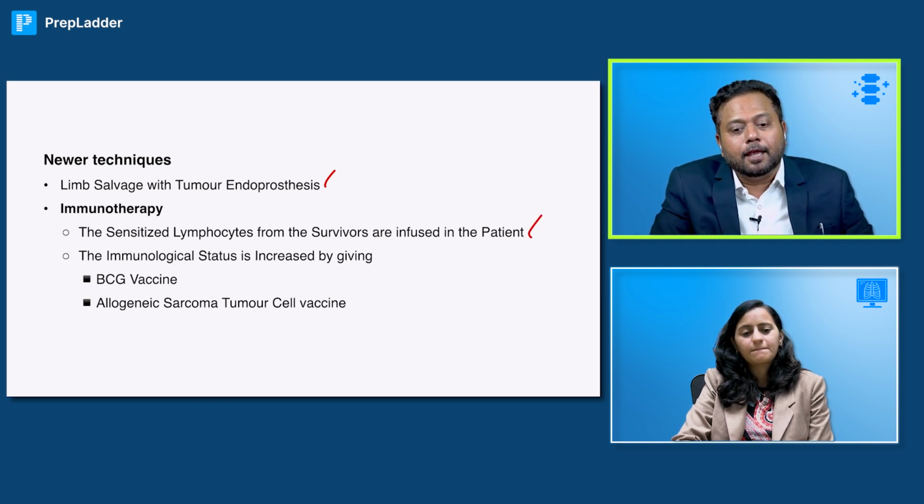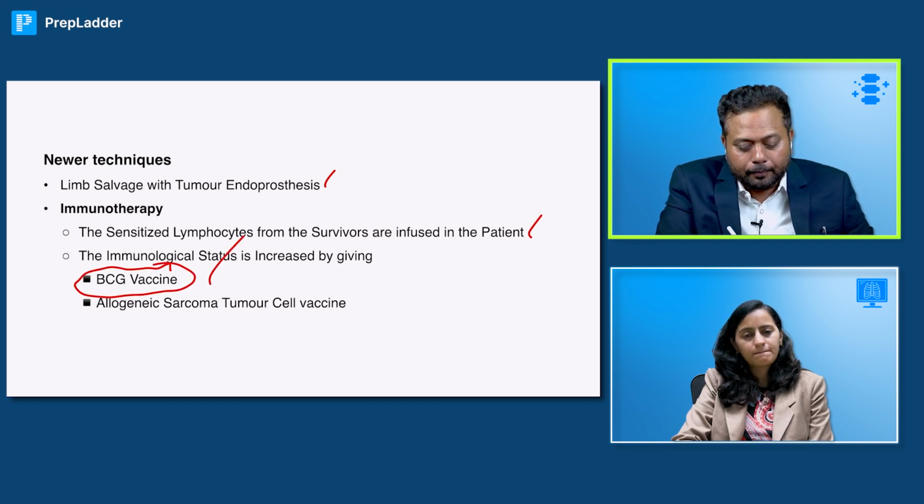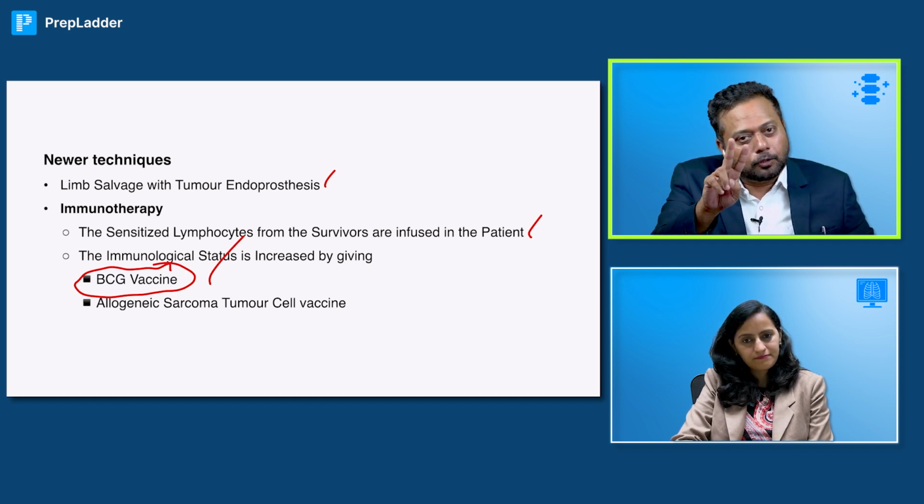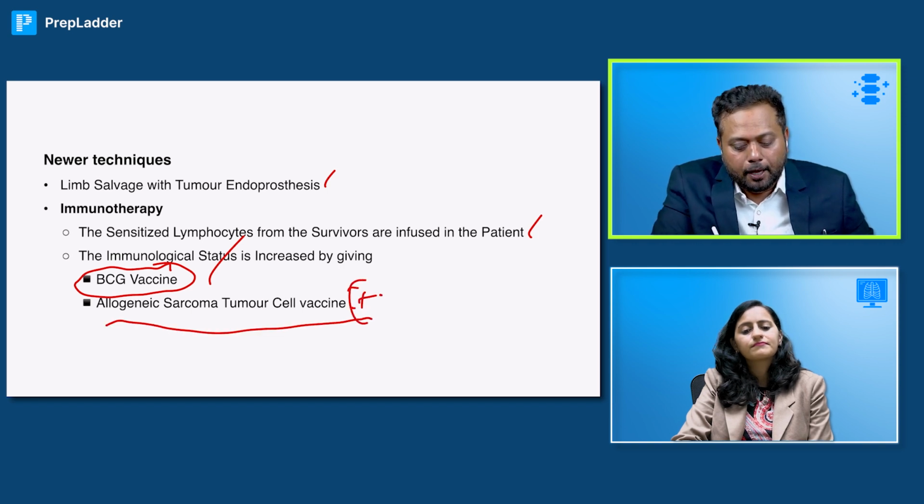Then immunological status is improved by giving BCG vaccination. This is an old point, but a golden point. The immune status is improved by BCG vaccine. We all know BCG for tuberculosis. BCG improves the immunity in osteogenic sarcoma. One more extra point from general surgery: BCG vaccination improves the immune status in bladder carcinoma. So in 2 carcinomas, the immune status is improved by BCG vaccination. Both are asked questions. And allogenic sarcoma tumor cell vaccine, this is the latest. So this is, in short, about the treatment of osteogenic sarcoma.